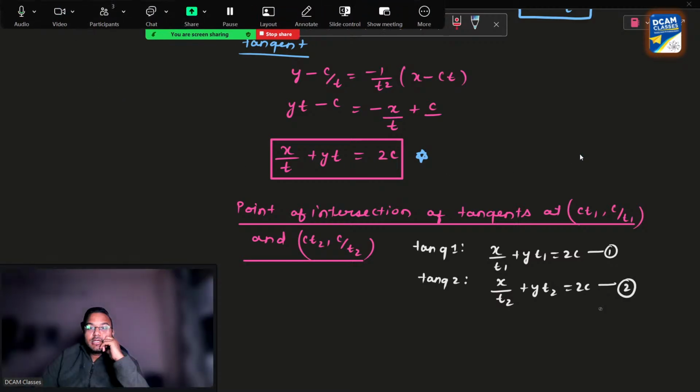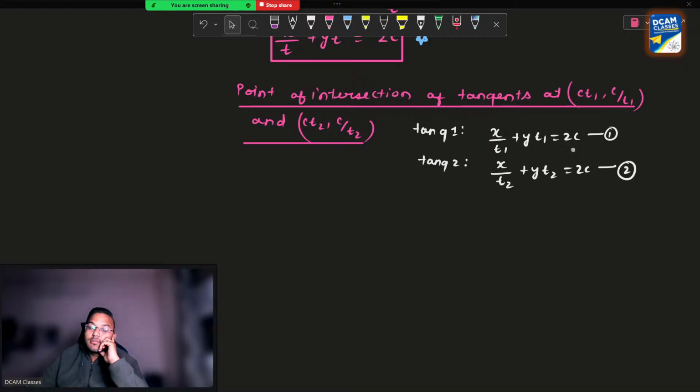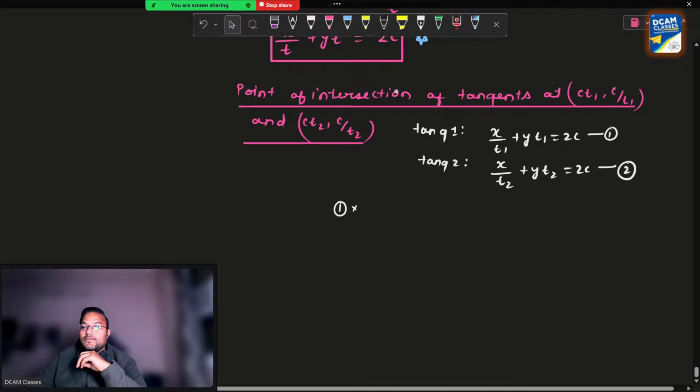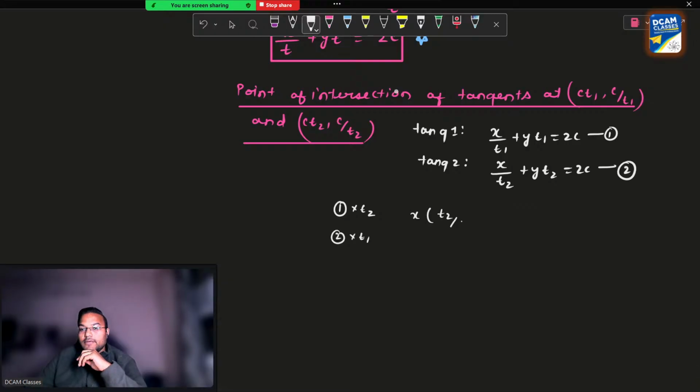Why are you taking so much time? You have to just solve these two equations. But I'm getting an equation which has both t1 and t2 together. You have to solve the equations to get x and y. See, multiply 1 with t2 and 2 with t1 and subtract them.